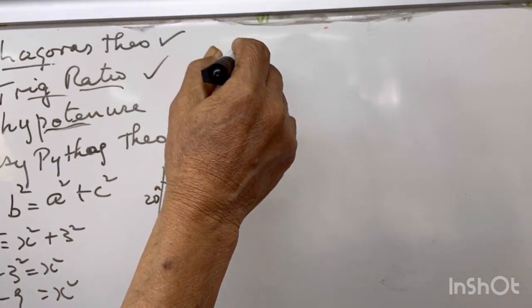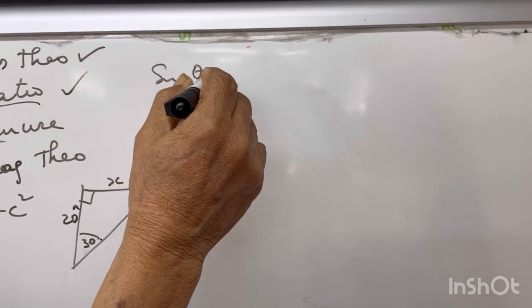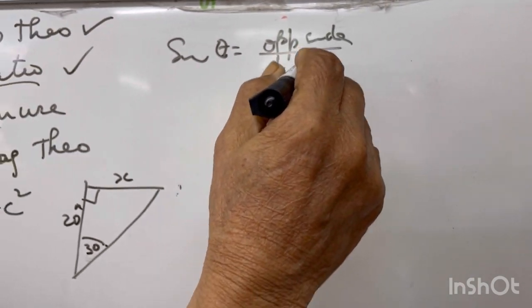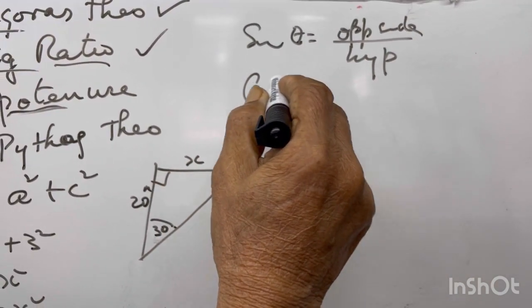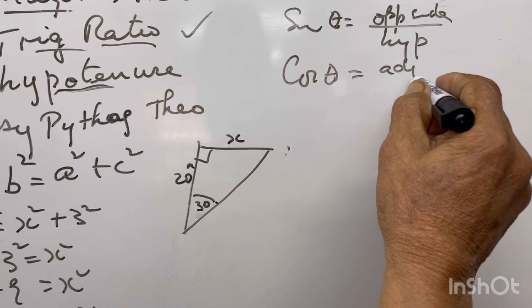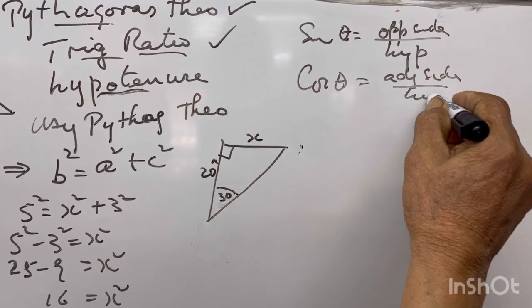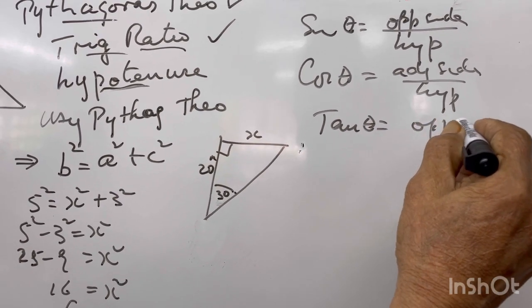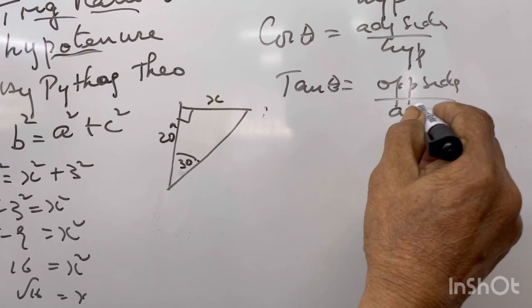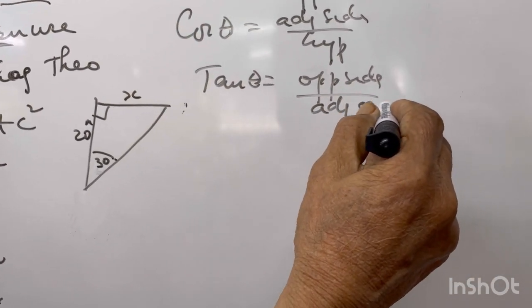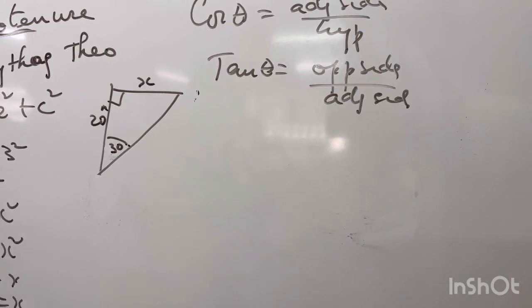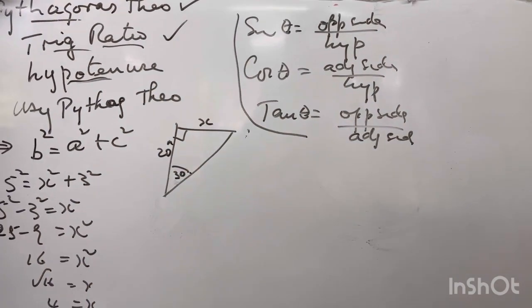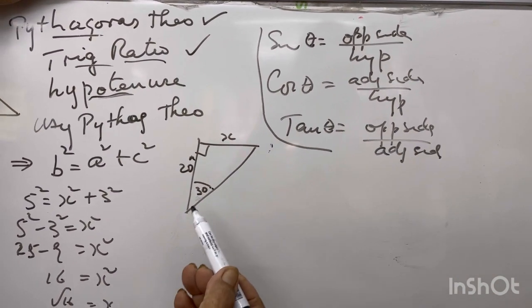Trig ratio entails sine theta is equal to opposite side over hypotenuse. Cos theta implies adjacent side over hypotenuse. Tan theta is equal to opposite side over adjacent side. So we go from there. This is the ratio that we're referring to. I'm going to use one of these here.